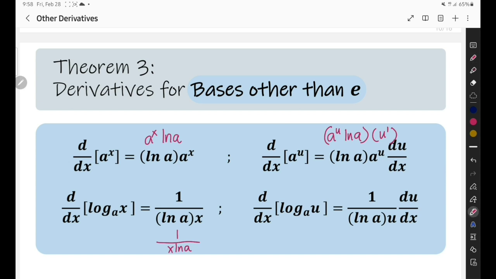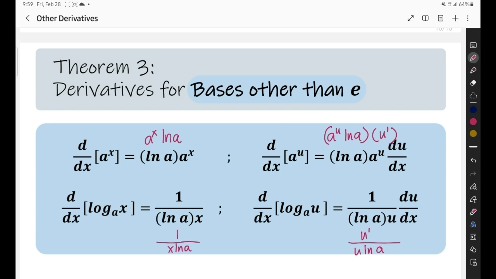Now, what if your x here is a function, like x plus 1, or x squared minus 3? So we let that be our u, no? Similar, but this time you still have to multiply it by the derivative of our u. So we can also rewrite this one as 1 over u ln of a times u prime, or you can write it in the numerator: u prime over u ln of a.